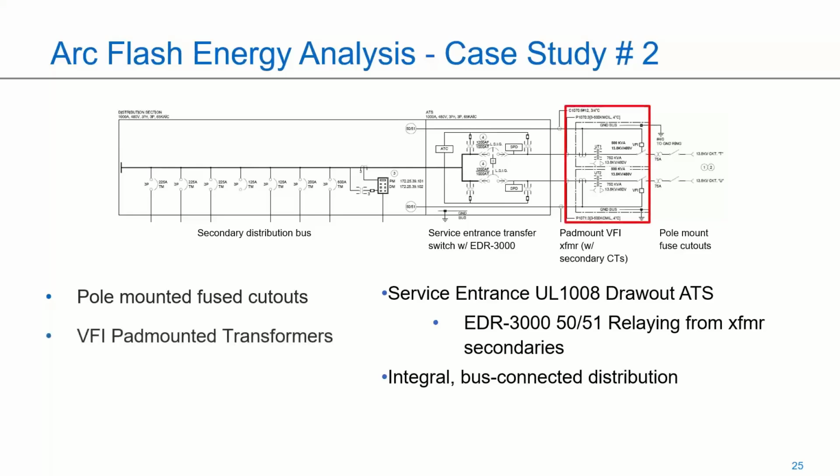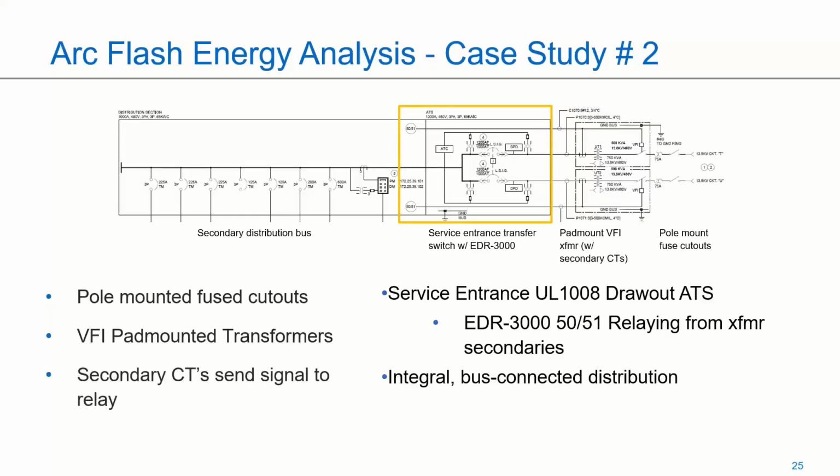And then looking at the rest of the gear, in the red box, we have a VFI transformer. So from the last case to this case study, you'll see we're a little bit more integrated, where we have the vacuum fault interrupter integrated into the same tank of the transformer, rather than having it separate from the transformer like we had before. You had a vacuum recloser, a separate piece of equipment, or you could have a VFI switchgear, but this is completely integrated into the transformer tank. And this also has secondary CTs on the transformer as well. And then the relay is the Eaton EDR 3000 relay, which is in the draw out transfer switchgear just downstream.